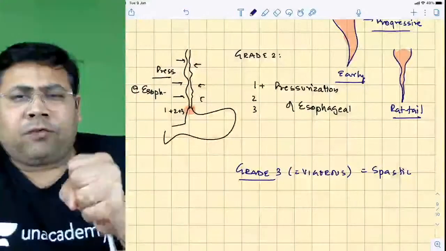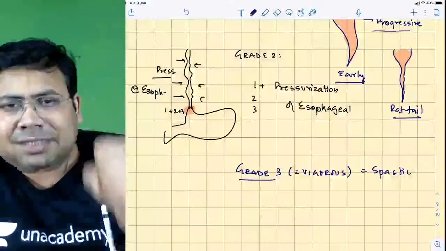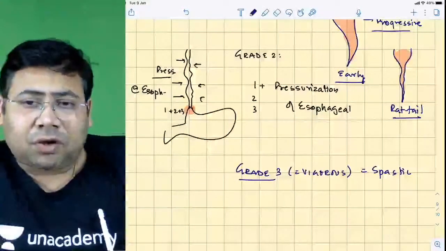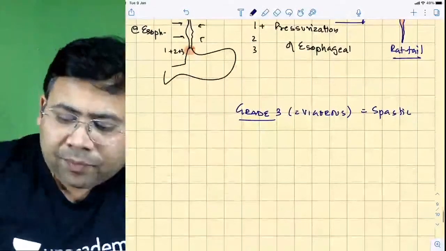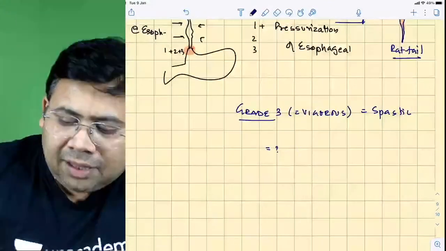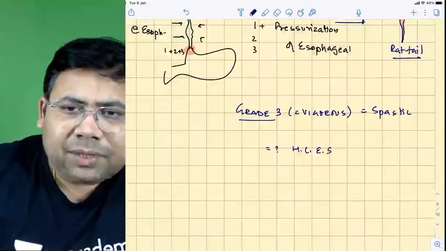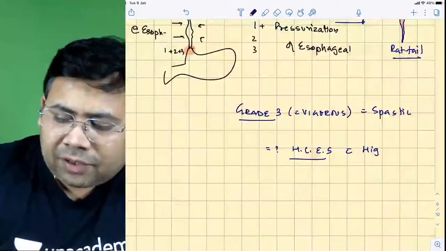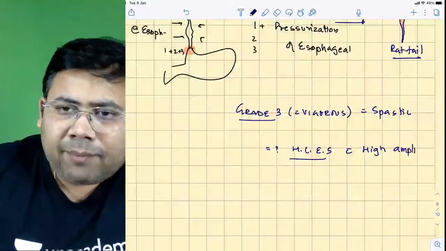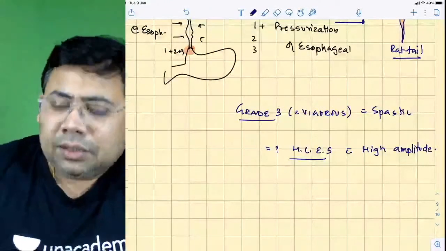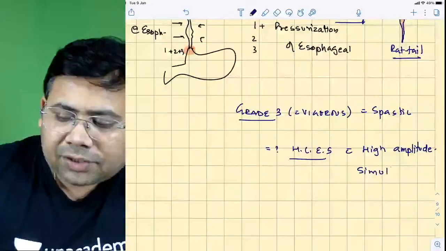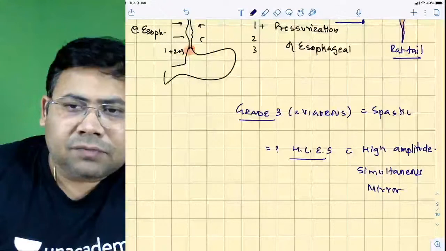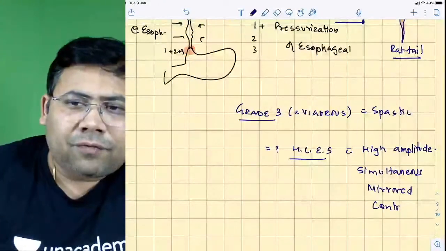high amplitude waveform. But do you know the peristalsis is still simultaneous mirrored contractions, and that is why it is non-progressive. So try to understand, this is defined as hypertensive LES with high amplitude, simultaneous mirrored contractions. This is what is known as spastic or vigorous achalasia.